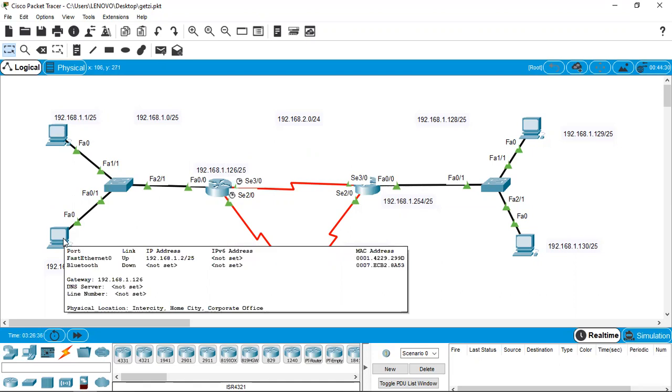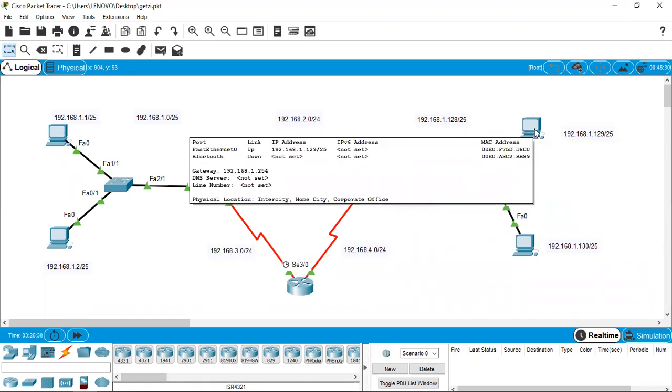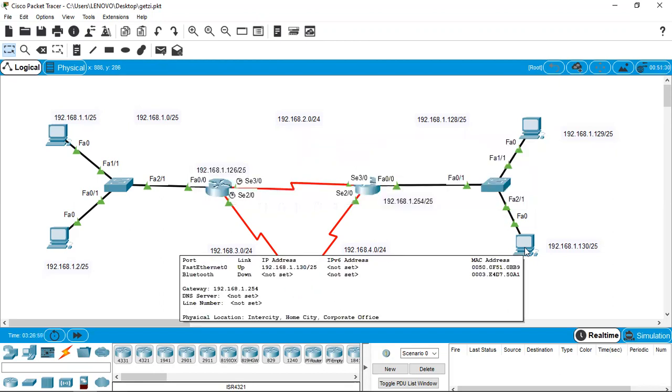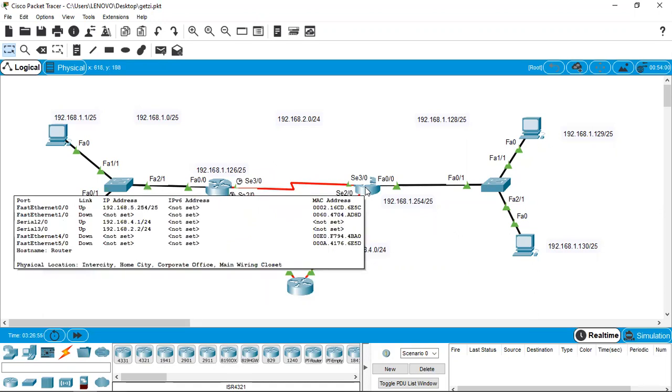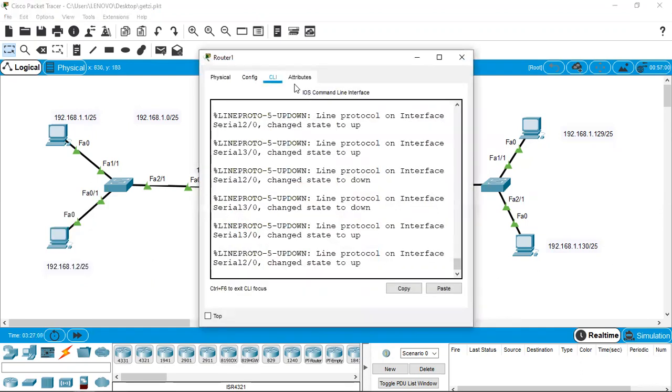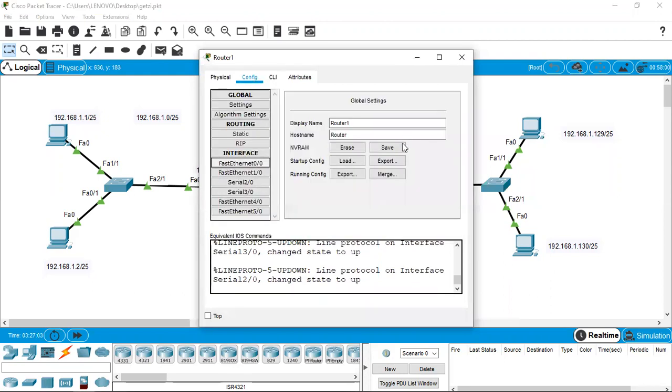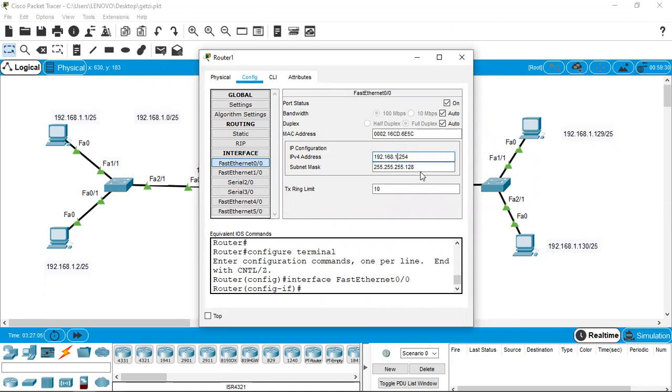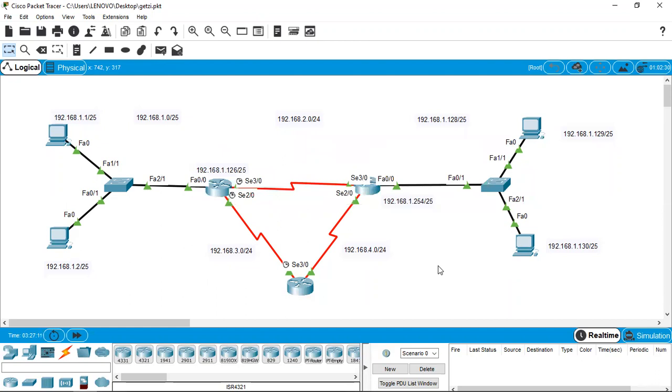The next is 192.168.1.2. Similarly, on the right hand side, we have 192.168.1.129, and the mask is /25. The default gateway is 192.168.1.254. Similarly, it is 130/25, and the default gateway is 1.254. That is the FastEthernet interface here, 192.168.1.254. Okay, I'll correct it. Sorry, 1.254. The rest is the same. So this is the topology which I have taken to configure RIP version 2.